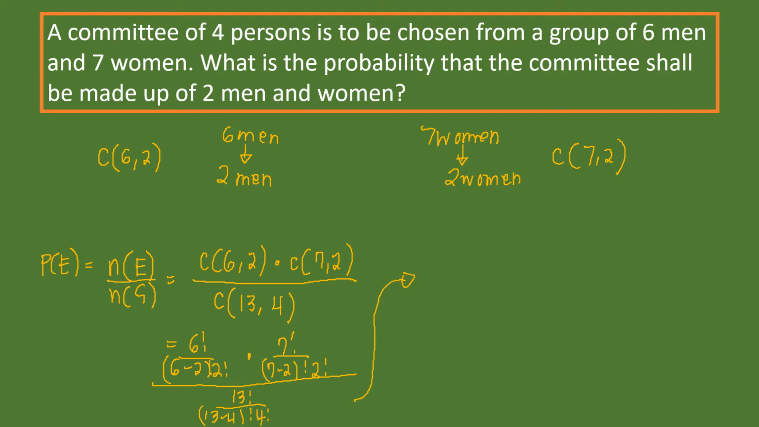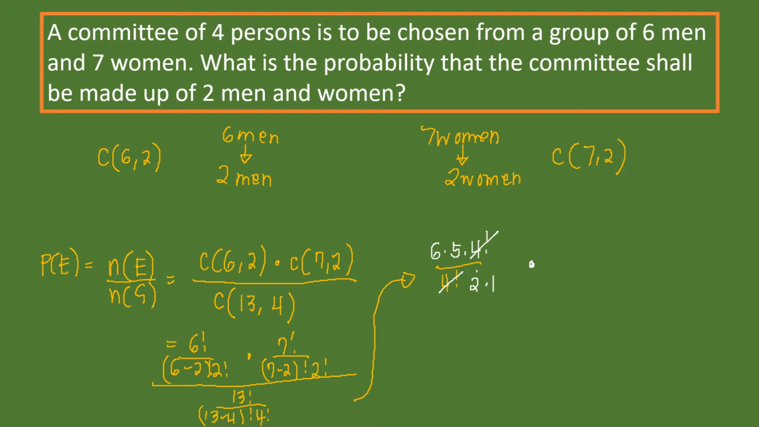Continuing our solution, we will have 6 factorial over 6 minus 2 factorial, which is 4 factorial, times 2 factorial. I would want to rename 6 factorial as 6 times 5 times 4 factorial, so that I can easily cancel 6 factorial and 4 factorial. I would also want to express 2 factorial as 2 times 1.